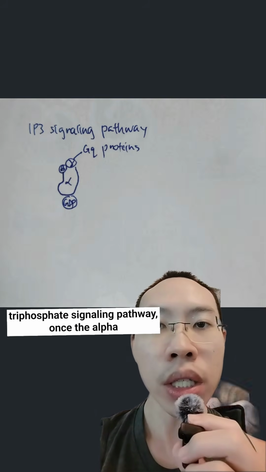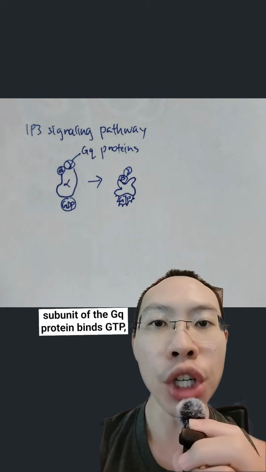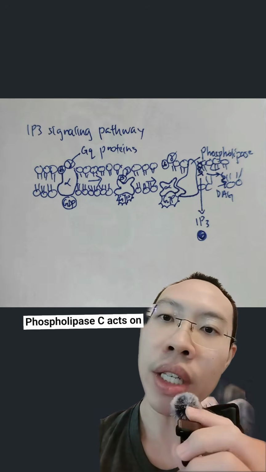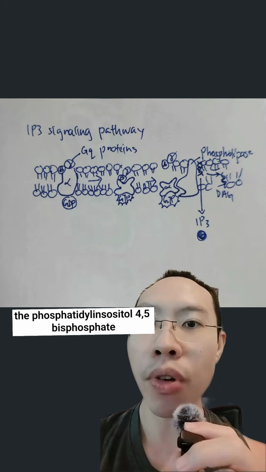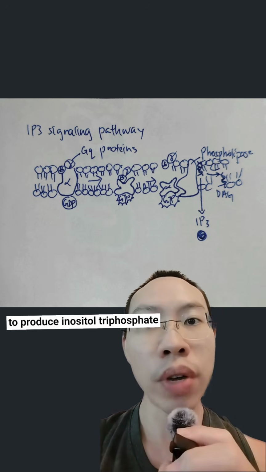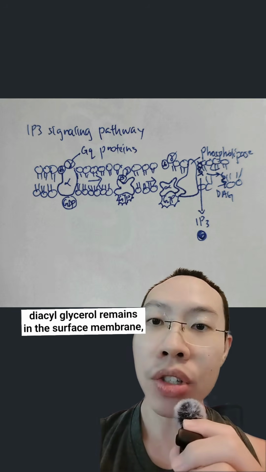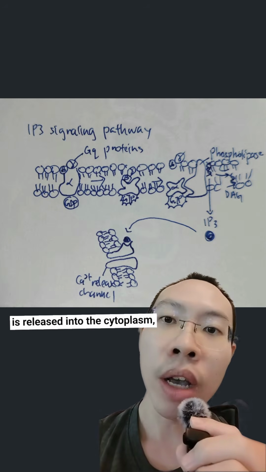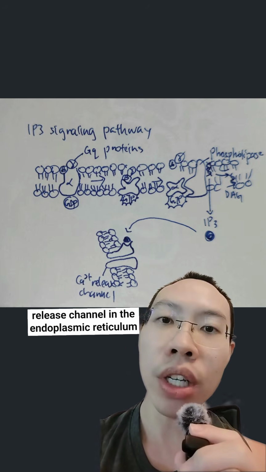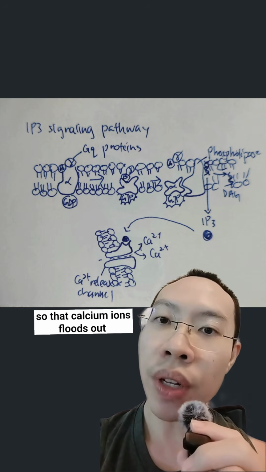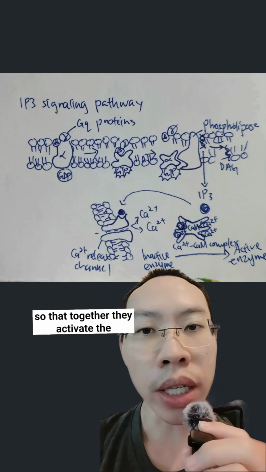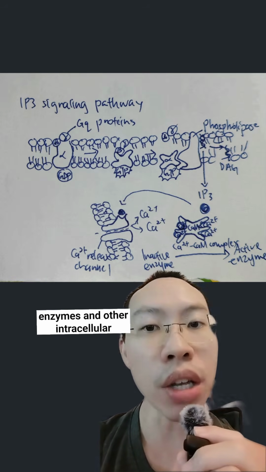For the inositol triphosphate signaling pathway, once the alpha subunit of the Gq protein binds GTP, it dissociates and activates phospholipase C. Phospholipase C acts on phosphatidylinositol 4,5-bisphosphate to produce inositol triphosphate and diacylglycerol. While the diacylglycerol remains in the surface membrane, inositol triphosphate is released into the cytoplasm and binds to a calcium ion release channel in the endoplasmic reticulum, so that calcium ions flood out into the cytosol and bind to calcium binding proteins such as calmodulin, so that together they activate many enzymes and other intracellular effectors.